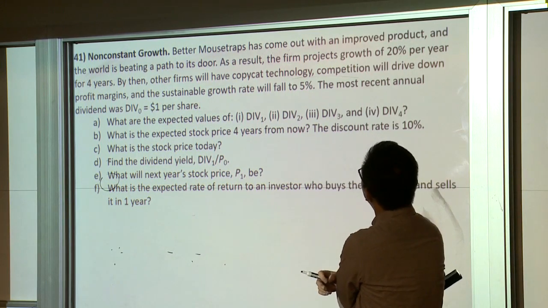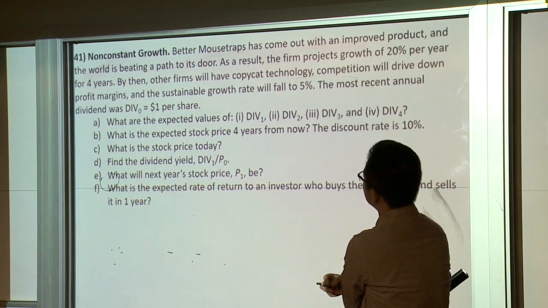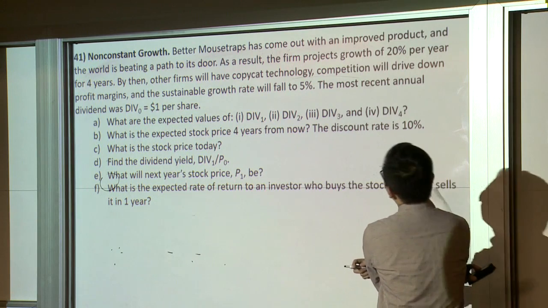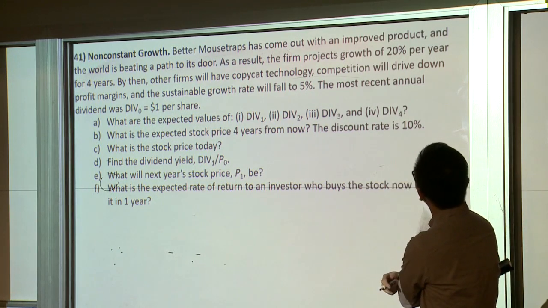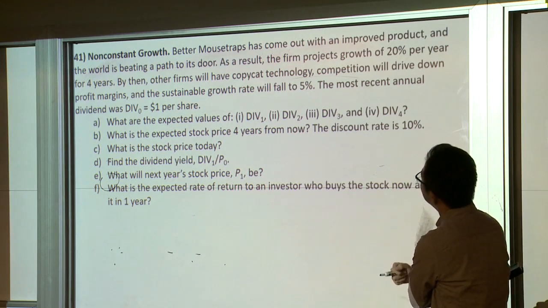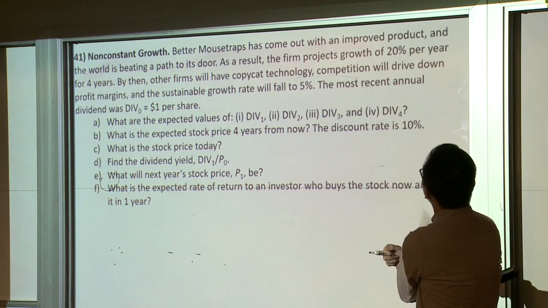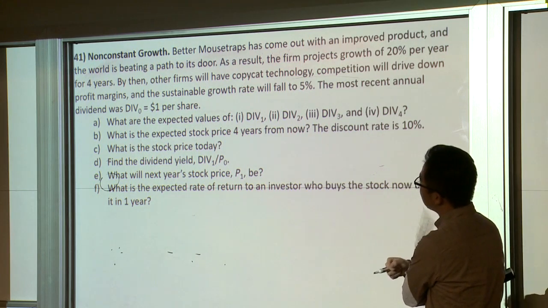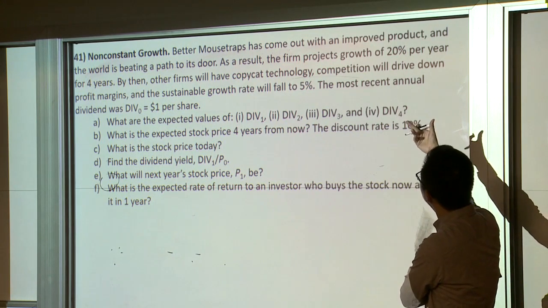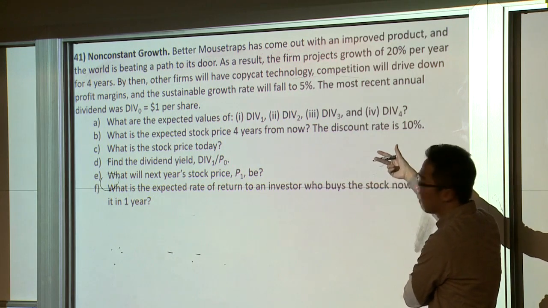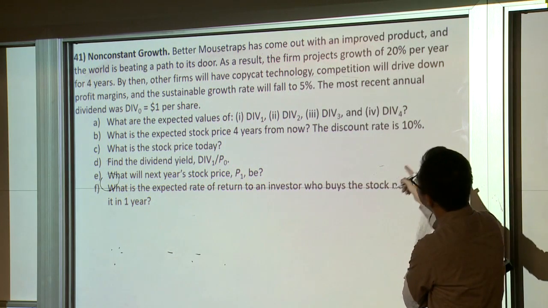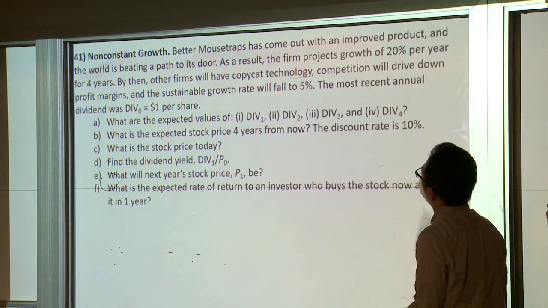Better Mousetraps has come out with an improved product, and the world is beating a path to its store. As a result, the firm projects growth of 20% per year for 4 years, and by then other firms will have a copycat technology, and competition will drive down the profit margins, and the sustainable growth rate will fall to 5%. So 20% for 4 years, and then 5% forever. The most recent annual dividend is $1 per share.